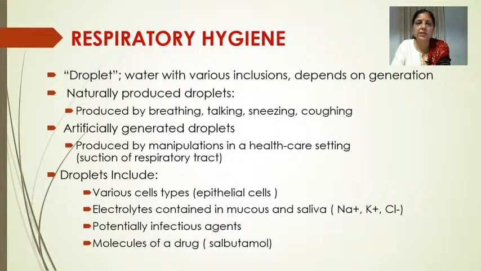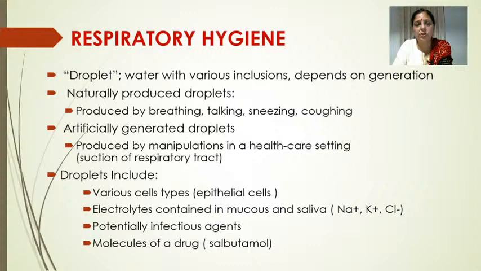The second portion is respiratory hygiene. Now respiratory hygiene is that we have to contain the production of droplets. So what is a droplet? It is a water droplet with its various inclusions, which depend upon the generation, whether they are naturally produced or artificially generated droplets. Natural would be while we are talking, breathing, sneezing and coughing. Artificial would be while we are doing certain manipulations, like intubation or suction of the respiratory tract. So we may generate droplets artificially.